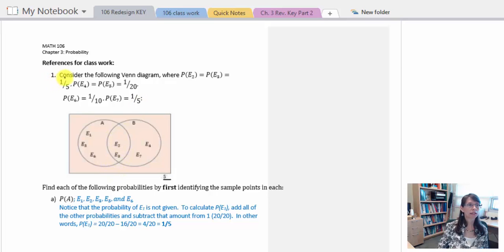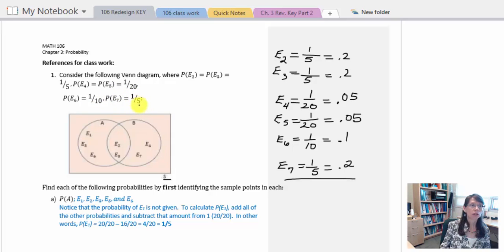Back in problem 1, it says to consider the following Venn diagram, and it's telling us that points 2 and 3 are equally weighted, and that weight is 1/5. Points 4 and 5 are worth 1/20th. Point 6 is worth 1/10th, and point E7 is worth 1/5. So we could convert all of these fractions into decimals, and that might be easier since these fractions are not written with a common denominator. That would be our other option.